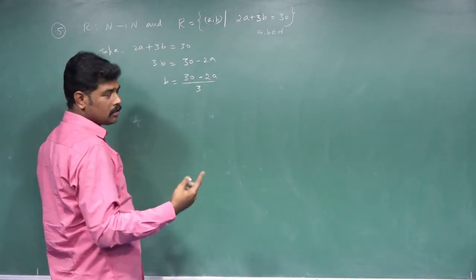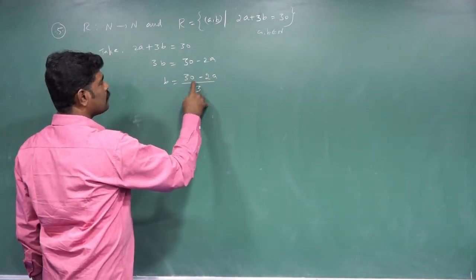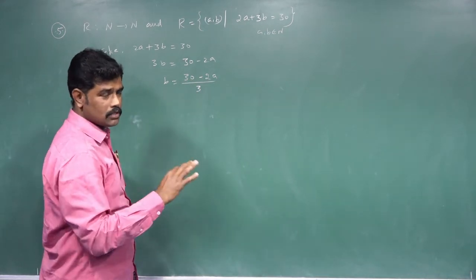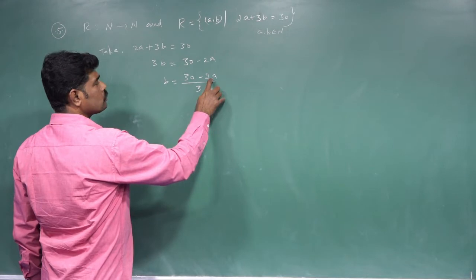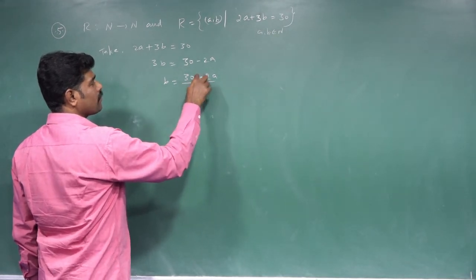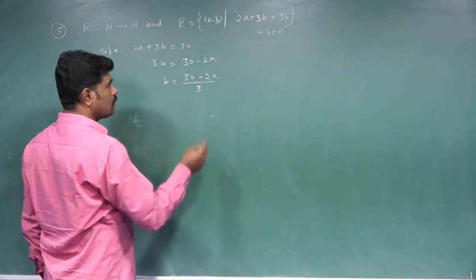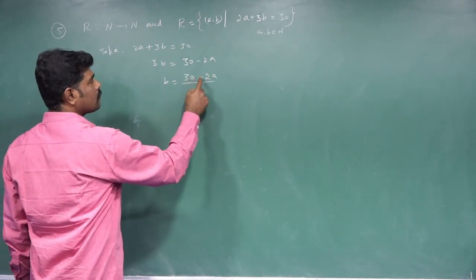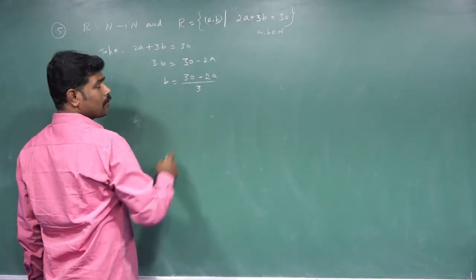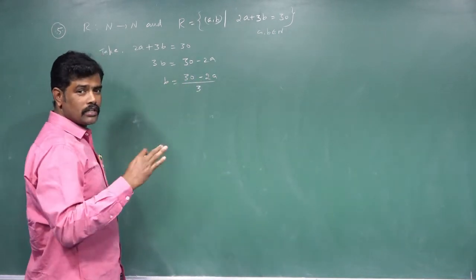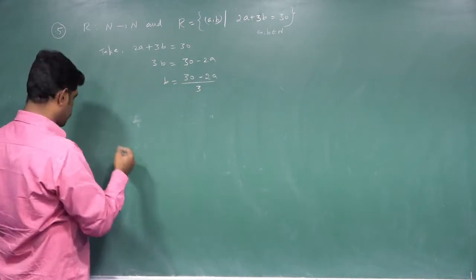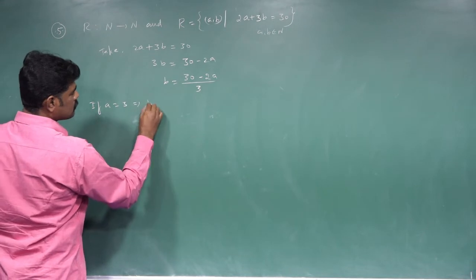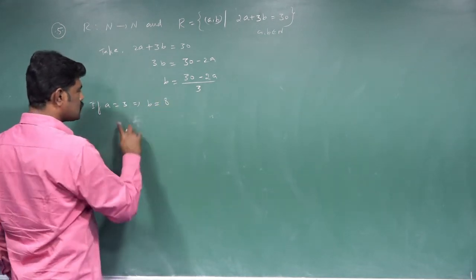Start with 1. If A is equal to 1, then it will be 28 by 3. B will come as a rational number. That's not possible. A is equal to 2, then 4, 30 minus 4 is 26 by 3, again a rational number. A is equal to 3, 3 into 2 is 6, 30 minus 6 is 24, and 24 by 3 means B is equal to 8. Now both are natural numbers. Like that we should verify one by one. So if A is equal to 3, then B is equal to 8. This is one pair.